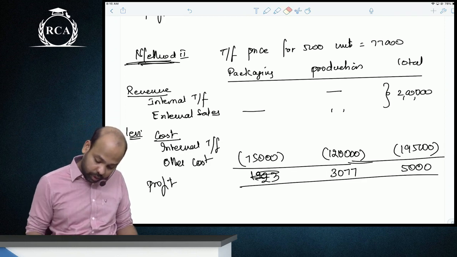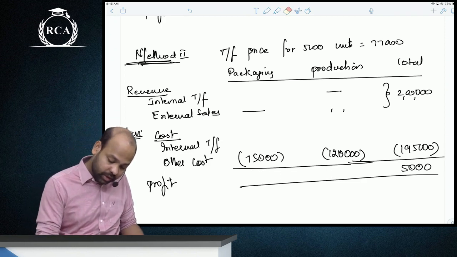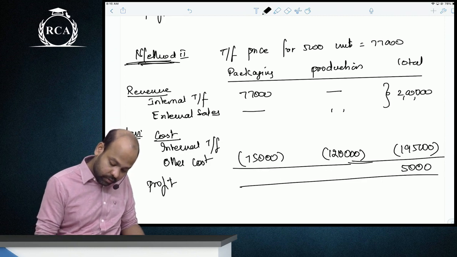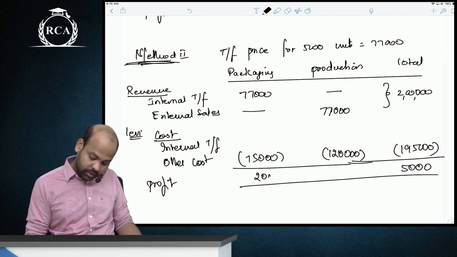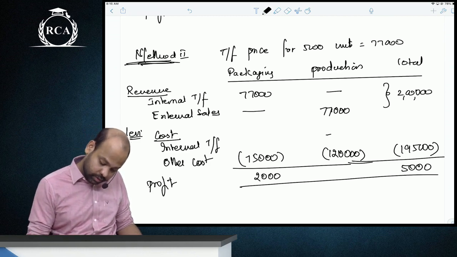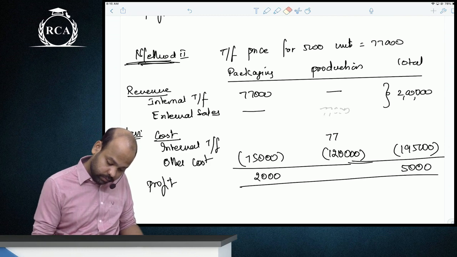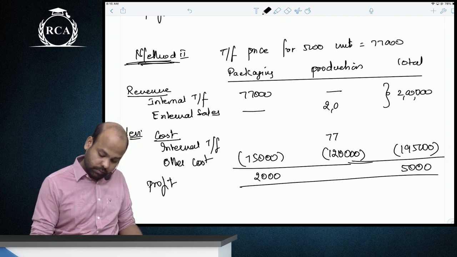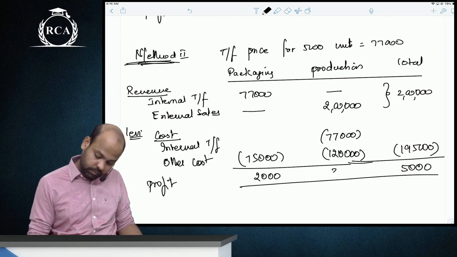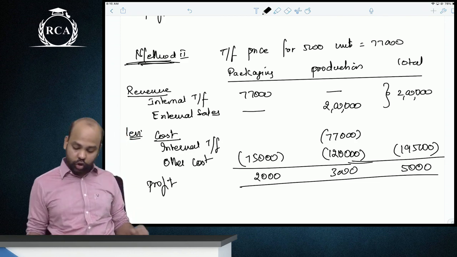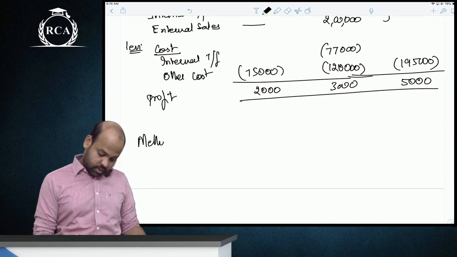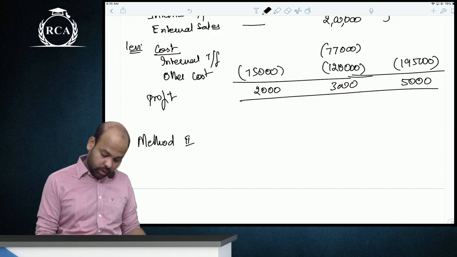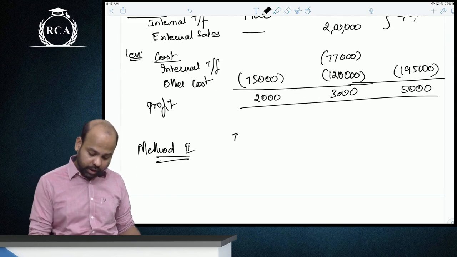Only these internal profits will change. Overall profits would still remain at 5,000 only. 2,000 here, and there the profit is 3,000, so the overall profit is 5,000. Overall profit is 5,000. Method 2, I'm finishing off both. You also finish.